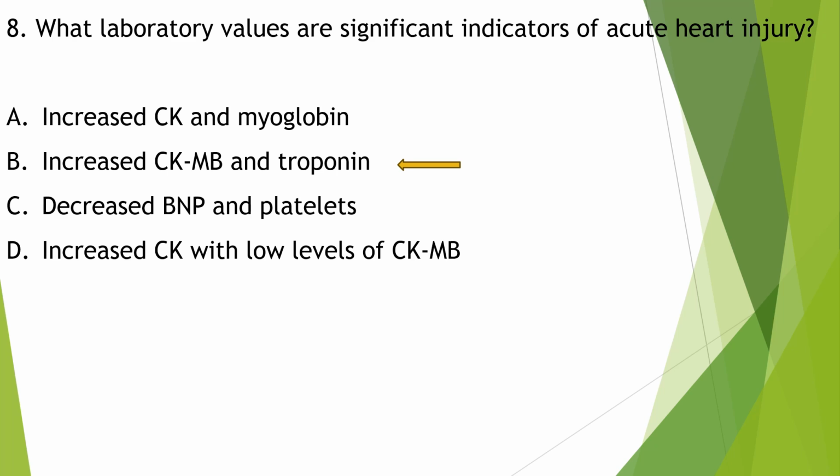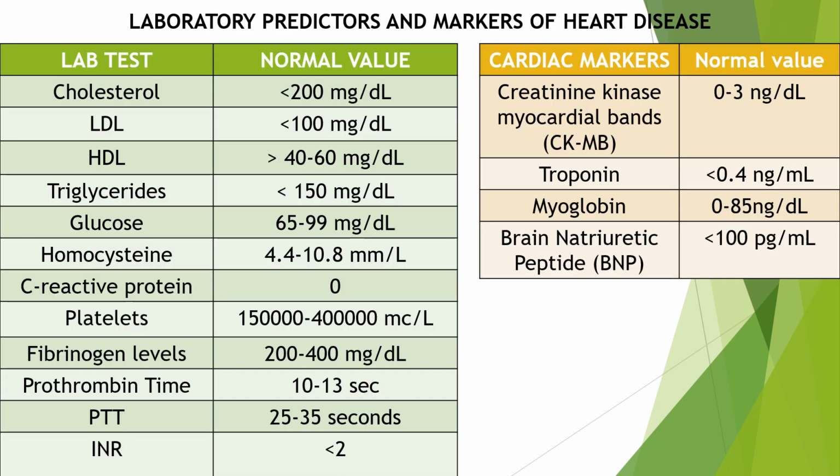Let's see about this more. So this is the lab test, the normal values and the cardiac markers and normal values. If you first see the lipid profile or the lipid panel, it includes the total cholesterol, then low density lipoproteins and high density lipoproteins along with triglycerides. So these four, cholesterol, LDL, HDL and triglycerides, are seen in the lipid panel.